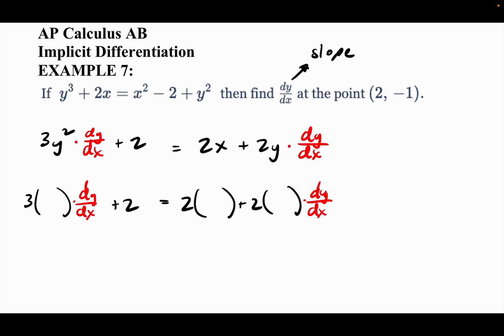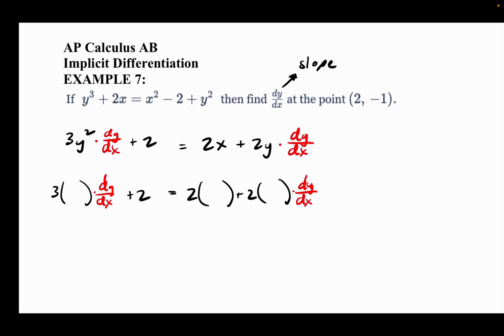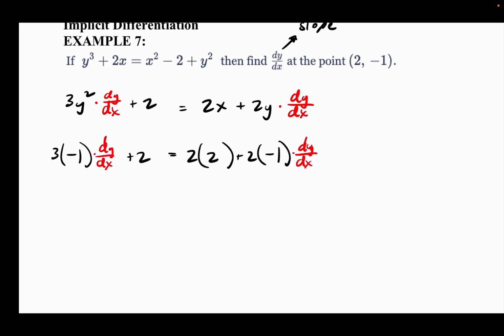Okay. So there was a 3y squared, so I'm going to plug in negative 1. 2x, plug in a 2. Plus 2y, plug in a negative 1. So I get negative 3 times dy/dx, or y prime, plus 2 equals 4 plus negative 2 dy/dx.